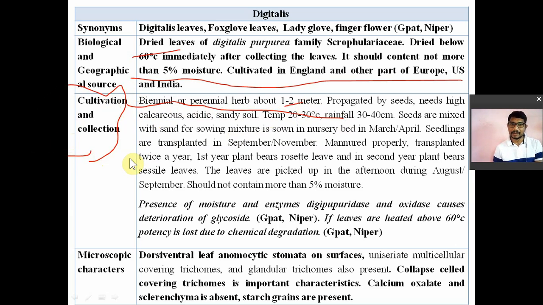It is propagated by seeds, and it needs calcareous, acidic, sandy soil for cultivation. Temperature required is 20 to 30 degrees, rainfall around 30 to 40 centimeters. The seeds are very small in size, that's why they are mixed with sand and then sown in the nursery bed in March, April. Once you sow these seeds in the nursery bed, seedlings are transplanted in September, November.